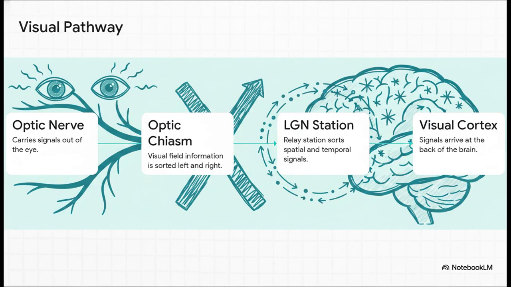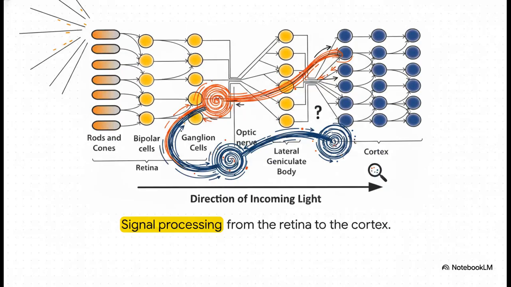Follow the arrows here to see how clever this routing system is. The signals travel down the optic nerve and meet at this intersection called the optic chiasm. Now watch this trick. Information from the left half of your visual field, from both eyes, gets sent over to the right side of the brain, and vice versa. It gets sorted at a little relay station called the LGN, and then finally arrives at the primary visual cortex for the heavy lifting.